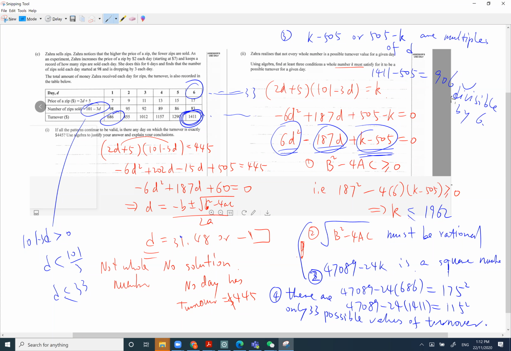NCEA questions are sometimes designed like this. The school teacher asked me this question. So if a school teacher cannot do it, how do they expect the students to do it?